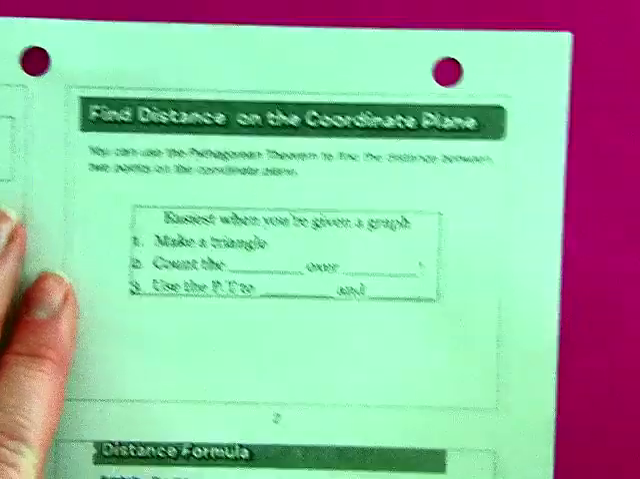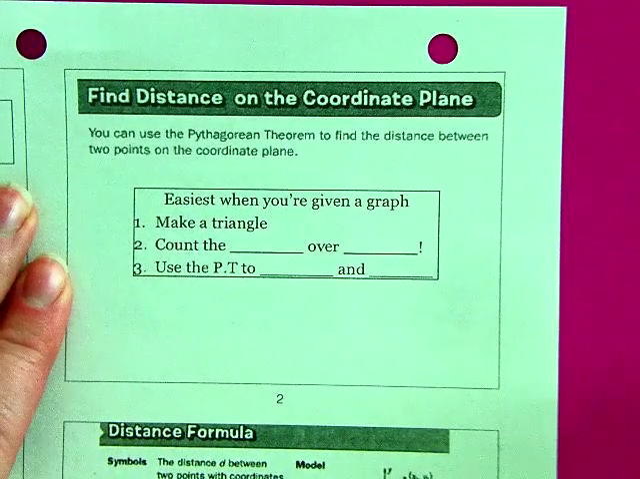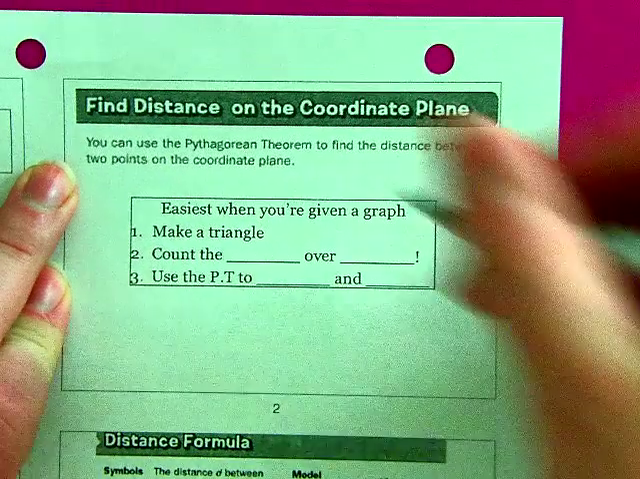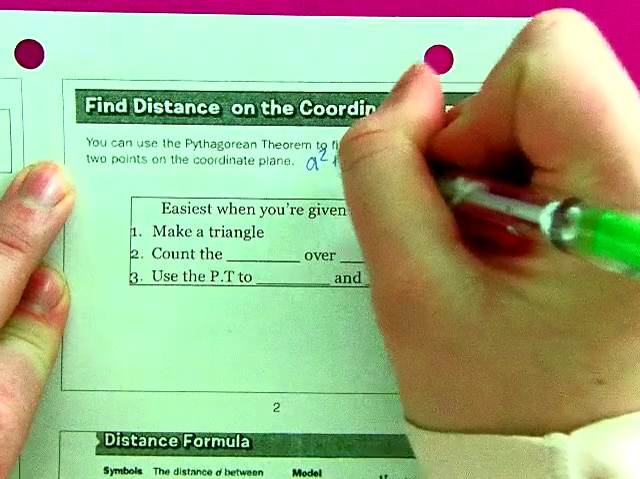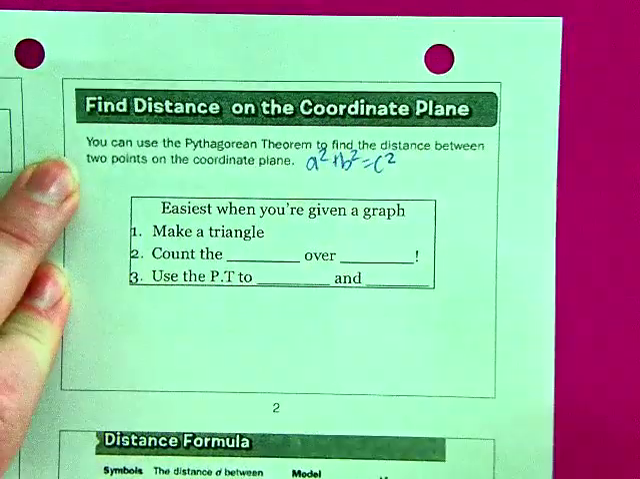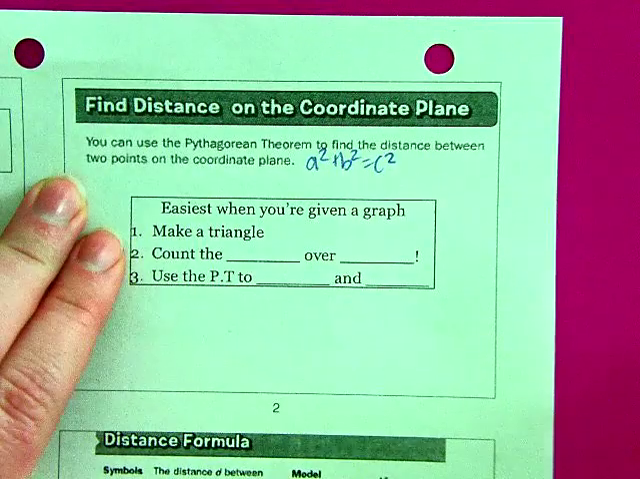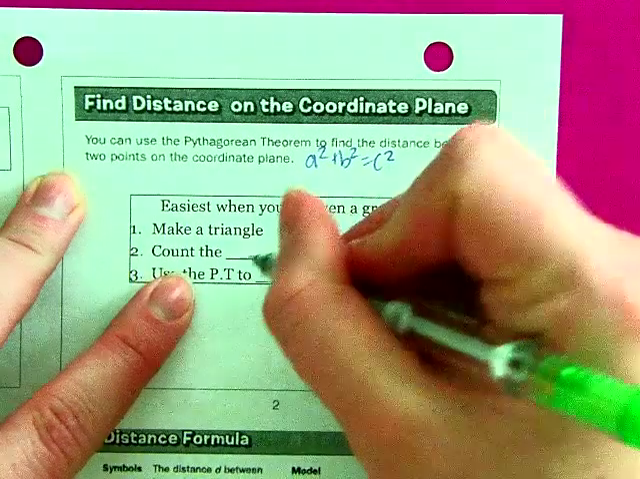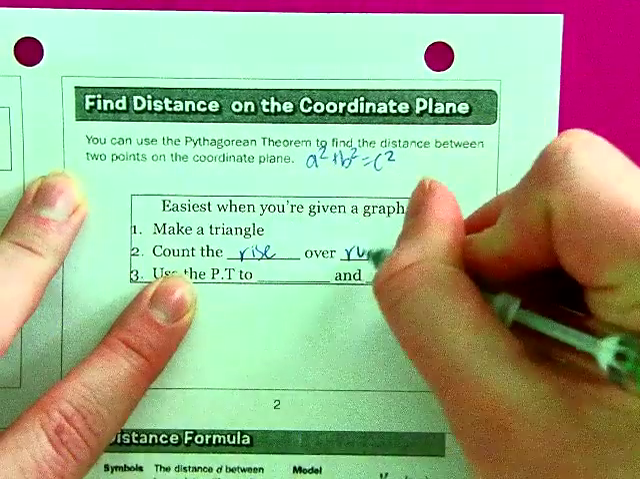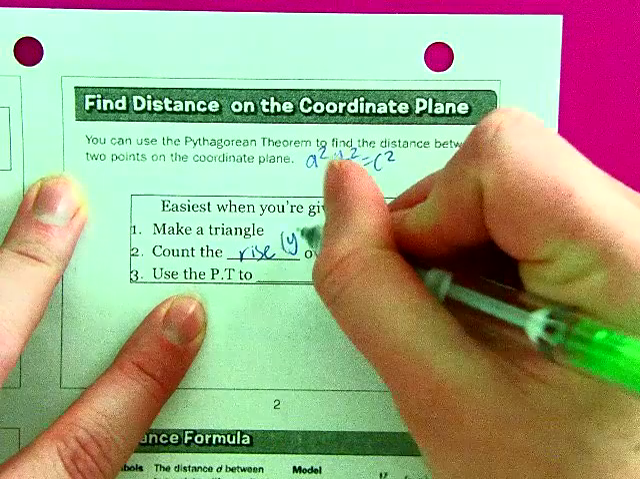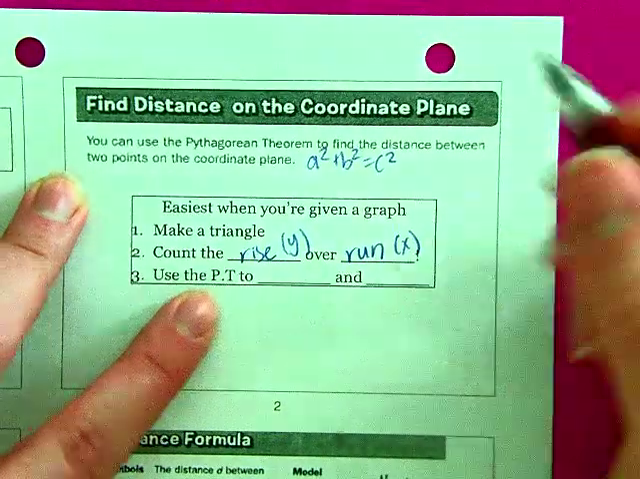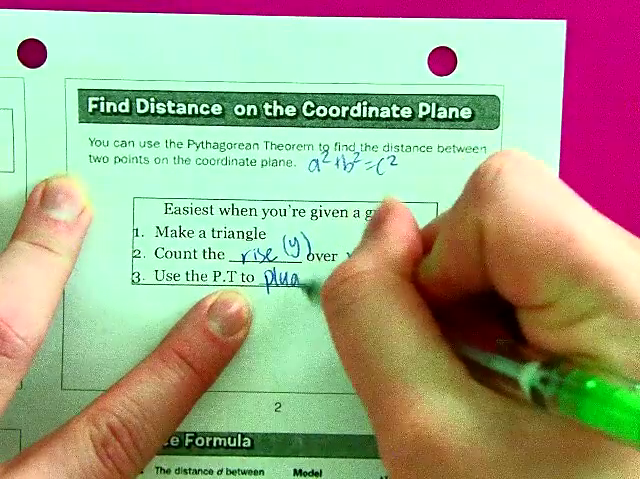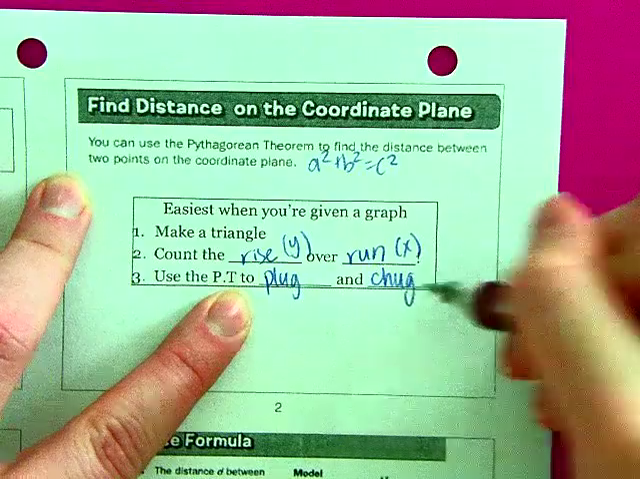So finding the distance on the coordinate plane, this is the easier one. You can use the Pythagorean theorem, a squared plus b squared equals c squared, to find the distance between 2 points on a coordinate plane. The easiest way I find when you're given a graph is to make a triangle, count the rise and then the run, so that's the y and the x, and use the Pythagorean theorem to plug and chug. So we'll see that here on slide 3.